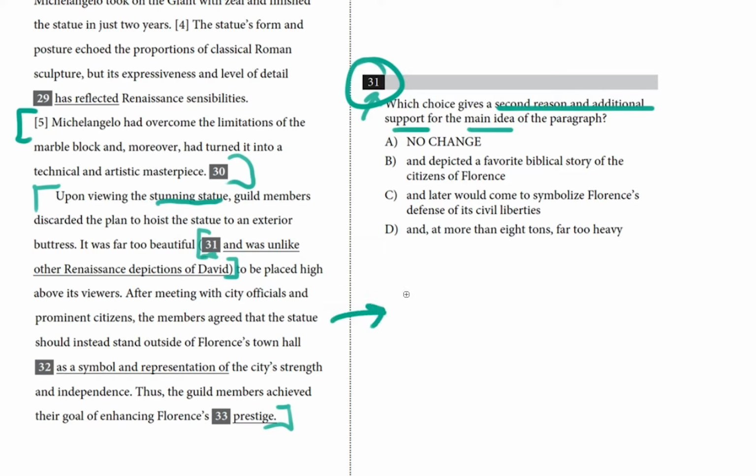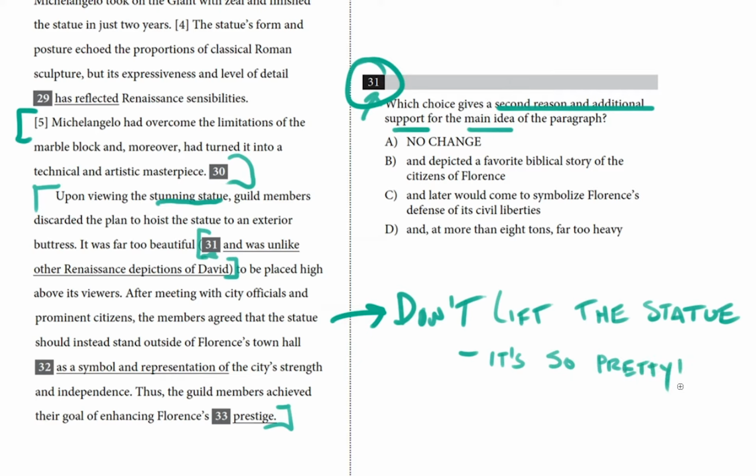So for me, the main idea from this paragraph is that guild members and city leaders decided not to lift the statue. They instead decided to put it on ground level where people could see it because it was so beautiful. It's so pretty. So we're looking for something that gives good, strong support to that idea. Why not lift the statue? So now let's look at our choices.